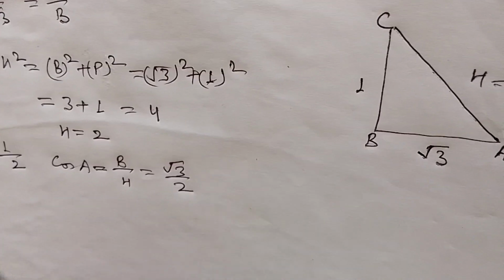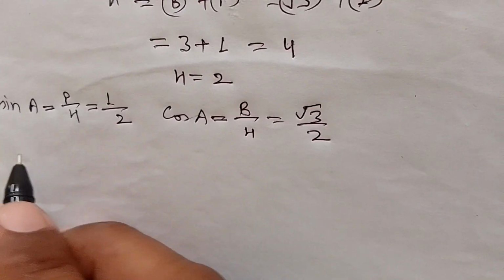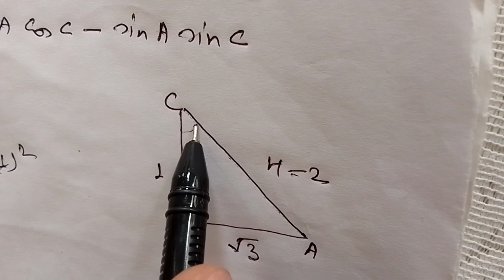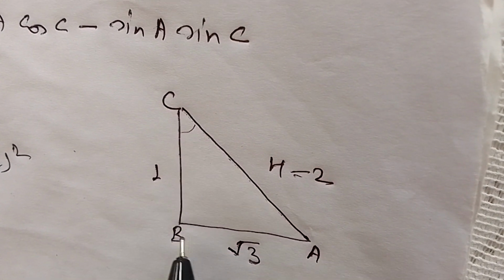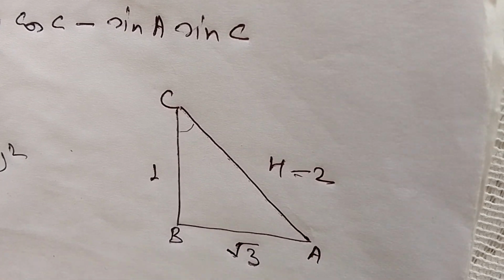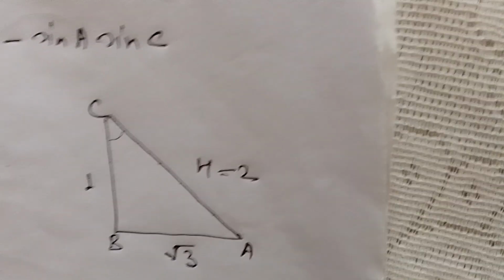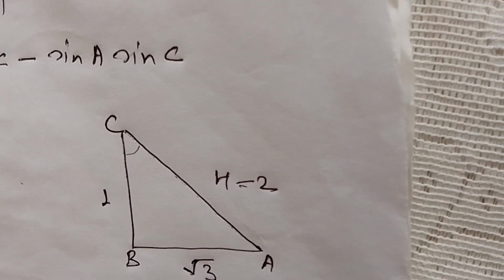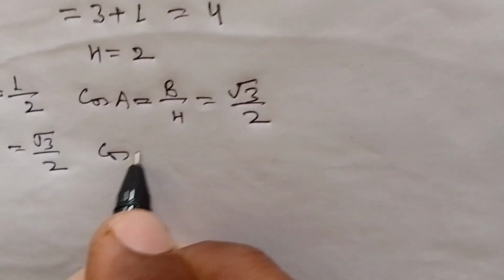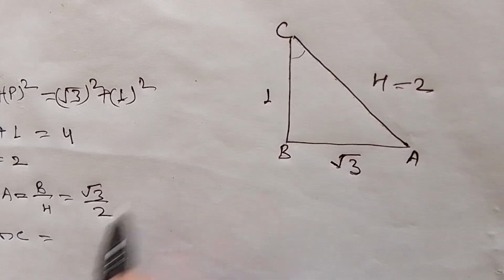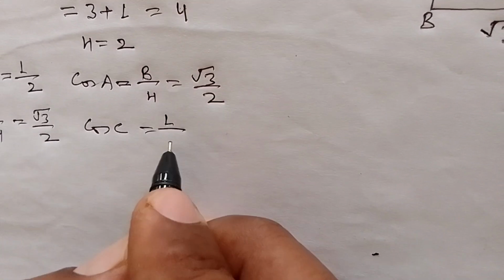Then sin C. For sin C we have to consider this angle. So in this case the perpendicular is this. So sin C, perpendicular over hypotenuse, the hypotenuse remains the same. It comes under root 3 by 2. And cos C, for cos C this is the base. So base 1 divided by 2.